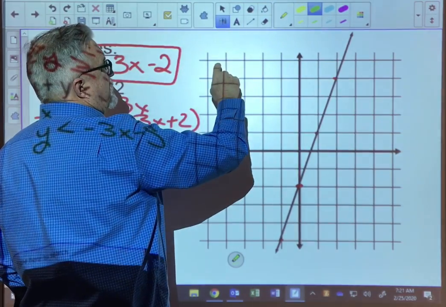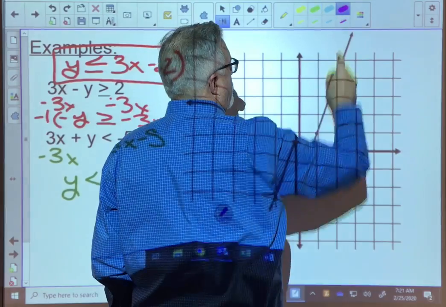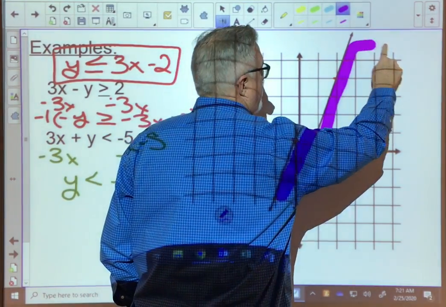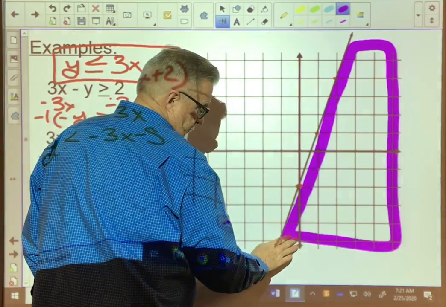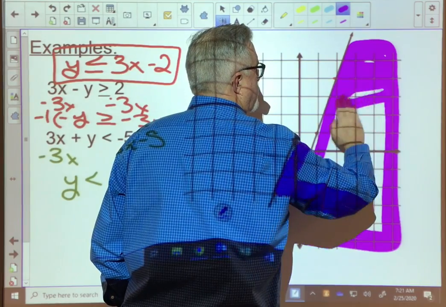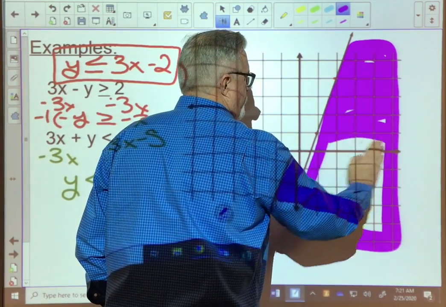So let's get that shaded, and let's use purple for that, and we'll go ahead and shade this in on the lower side. So we've got this shaded in. I'll just use the highlighter so we can see the lines this time. So bear with me here.